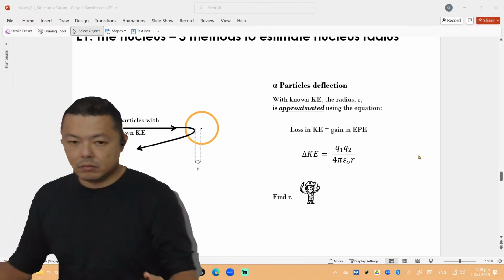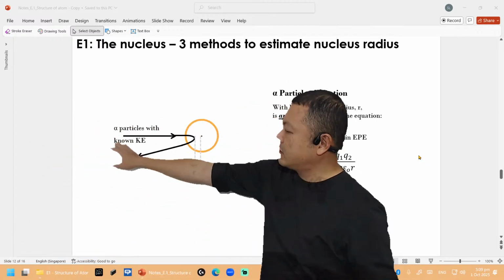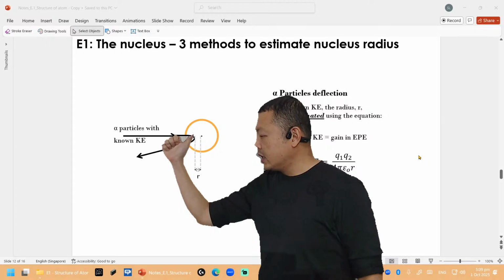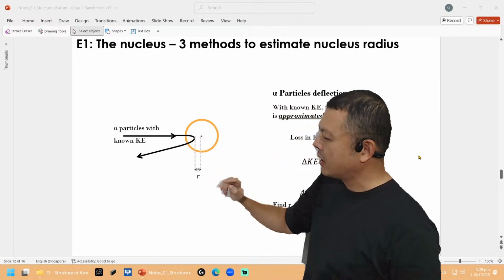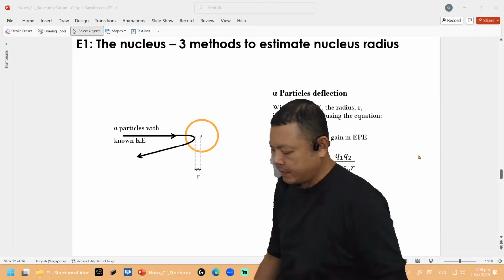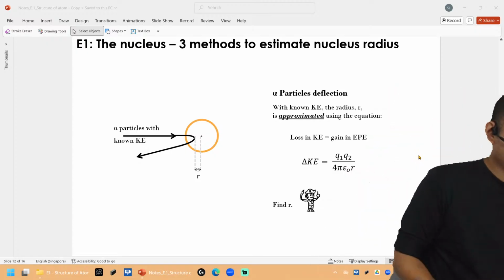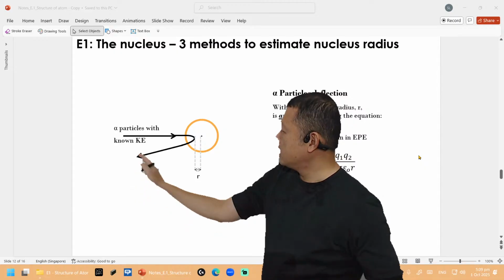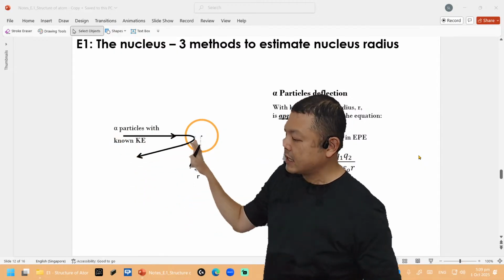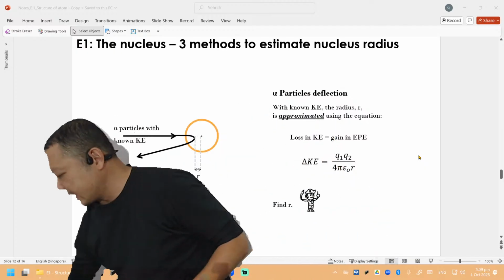Okay. Can anyone tell me what's going on for this one here? Alpha particles with known Ke flying towards the atom, and then it kind of U-turns just before it reaches the nucleus. What's going on here? What's the concept that's happening here? Repulsion? Why is the alpha particle being repelled? So the positively charged alpha particle is being repelled by the positively charged nucleus. Am I right? Okay, good. Is he right? Yes, he is.